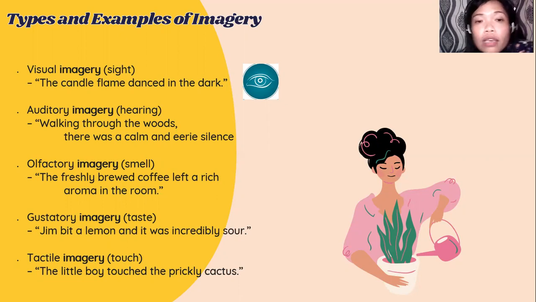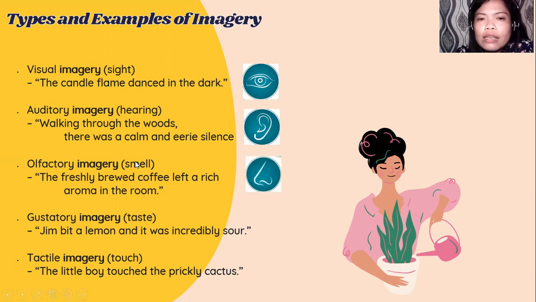So the second one is the auditory imagery. It's the sense of hearing. So here, the example is: walking through the woods, there was a calm and eerie silence. So you have there the calm and eerie silence. This has something to do with auditory imagery. I hope, class, these are all very clear, because everything has been simplified.